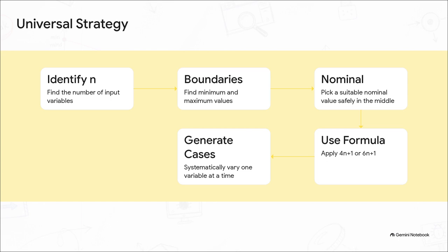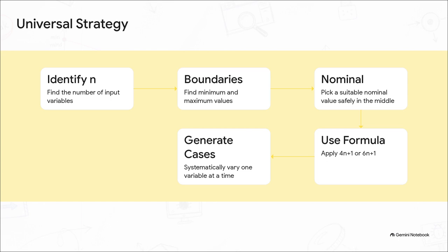Step 1, identify n, which is the number of input variables. Step 2, write down your minimum and maximum valid values, and immediately calculate min plus 1 and max minus 1. Step 3, pick a suitable nominal value sitting safely in the middle. Step 4, write down your formula, whether that's 4n plus 1 or 6n plus 1. And Step 5, generate your test cases systematically. Just remember the golden rule. Change one relevant input variable to a boundary while keeping the others controlled.